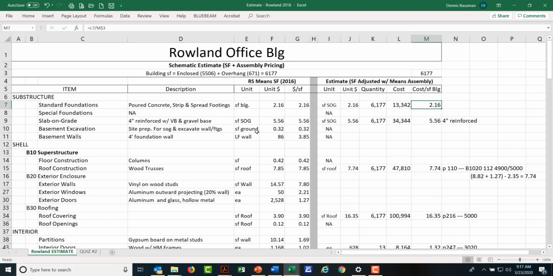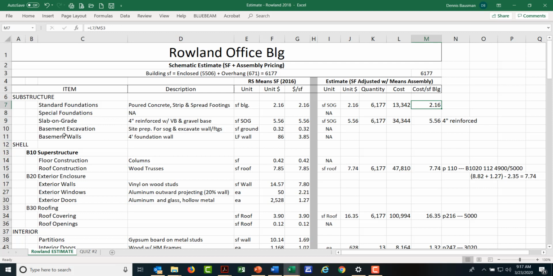Slab on grade. You'll notice that what's in Means square foot 2016 is a 4-inch reinforced concrete slab with bank run gravel base. It looks good to me. I have no reason to change that. Again, what I did is I took that 556, put it over here, took it times 6177, and again got 34,344. Okay, everybody with me so far?